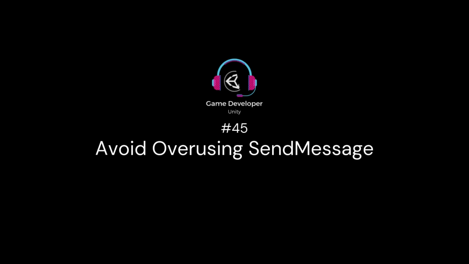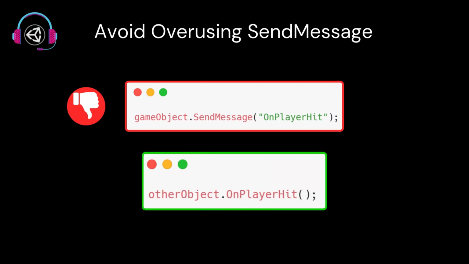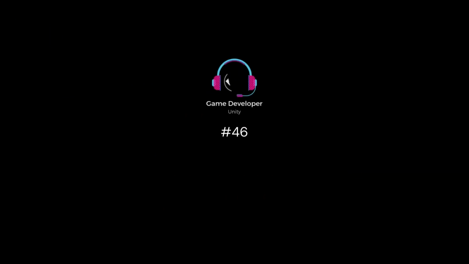Tip number 45. Avoid overusing SendMessage for inter-object communication. SendMessage can be inefficient because it searches for methods by name at runtime. Instead of using SendMessage, directly call the method or use event-driven systems for communication between objects. Direct method calls or event-driven systems are faster and more predictable than using SendMessage, which involves reflection and runtime method lookup.